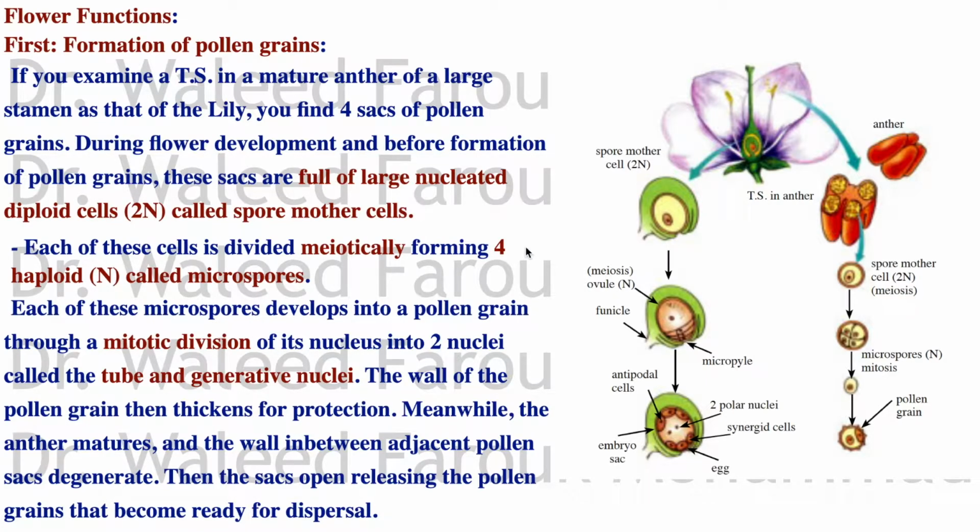There are 4 sacs of pollen grains. During flower development and before formation of pollen grains, these sacs are full of large nucleated diploid cells called the spore mother cells. Again, it has 4 sacs full of pollen grains, and these sacs are full of large nucleated diploid cells, also called the spore mother cells.